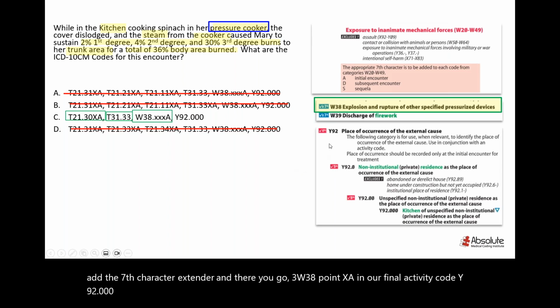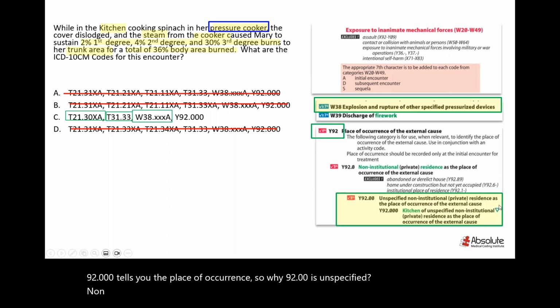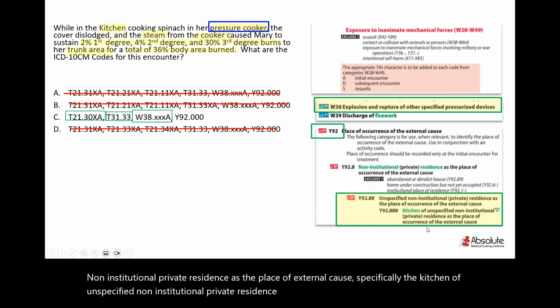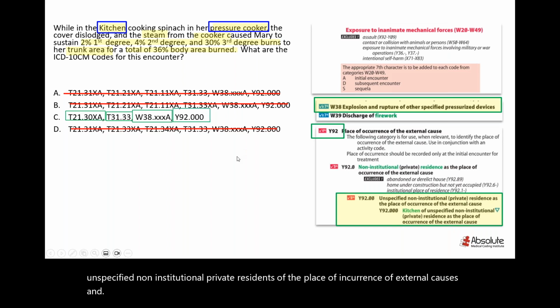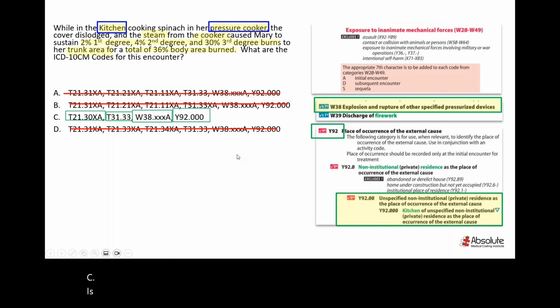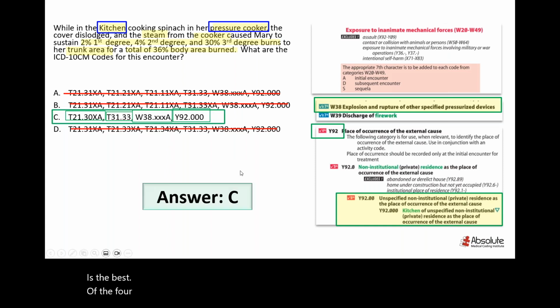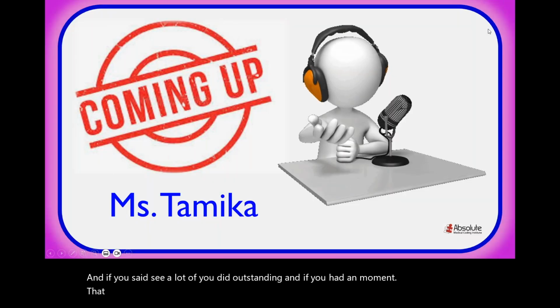In our final activity code, Y92.000 tells you the place of occurrence. Y92.00 is unspecified non-institutional private residence as the place of external cause, specifically the kitchen of unspecified non-institutional private residence. And C is the best of the 4 answers. If you said C, like a lot of you did, outstanding. And if you had an aha moment, that is priceless.